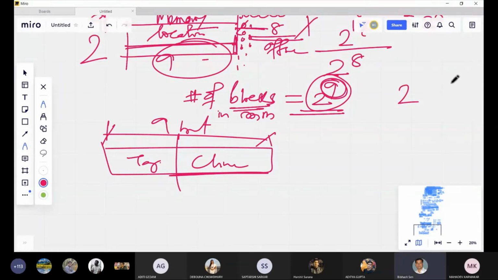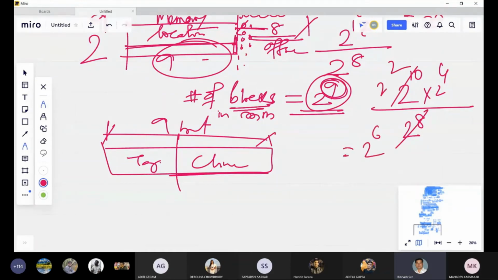What is the cache size? 16 KB. That means 2 to the power 10 into 2 to the power 4. What is the block size? Block size should always be the same for cache and main memory. At a time, one block will be loaded from the main memory to the cache. So block size is 2 to the power 8, 2 to the power 2, 2 to the power 6. Am I correct?